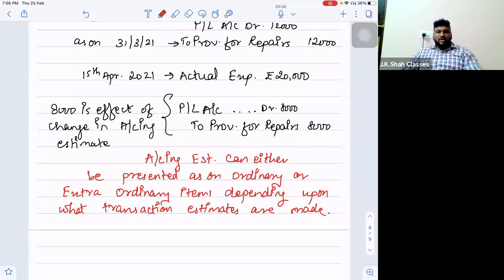But provision for loss by fire. Now, loss by fire is extraordinary. So the provision that you create for it is extraordinary. Provision for refund of government grant. So refund of government grant is extraordinary. So whatever provision you create for it, extraordinary. Right? So it totally depends upon what type of transaction you are creating the estimation for. If the transaction is ordinary, whatever estimate you are making on it is also classified as an ordinary item. If the transaction is extraordinary and you are doing an estimation for that extraordinary item, that estimation will be classified in the books of accounts as an extraordinary item.